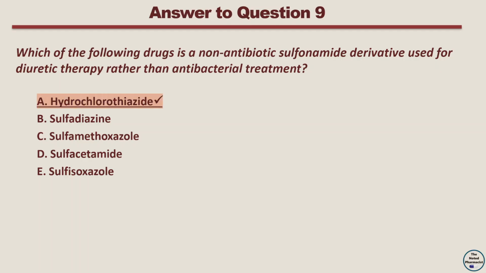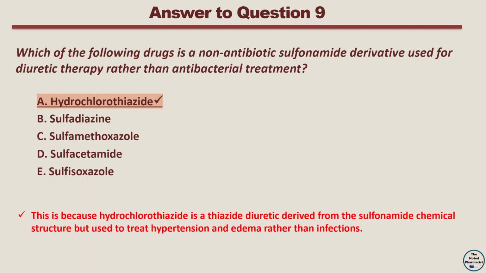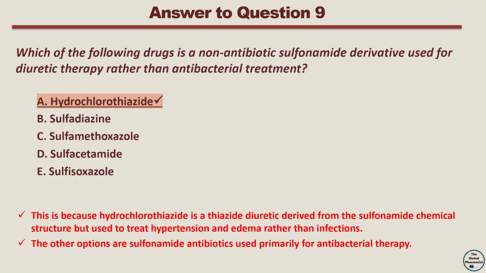The correct answer is option A. Hydrochlorothiazide. This is because hydrochlorothiazide is a thiazide diuretic derived from the sulfonamide chemical structure but used to treat hypertension and edema rather than infections. The other options are sulfonamide antibiotics used primarily for antibacterial therapy.